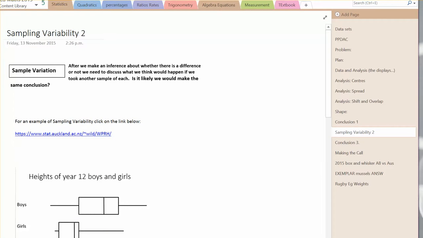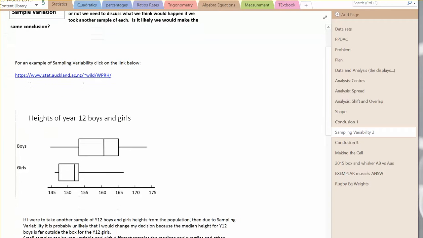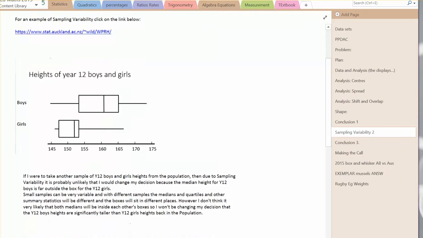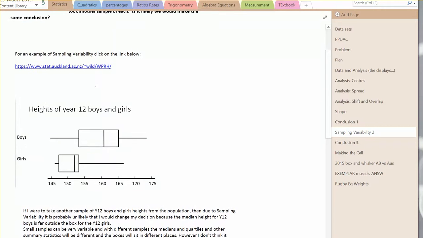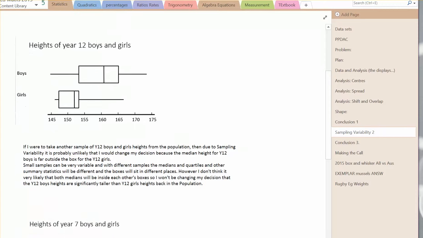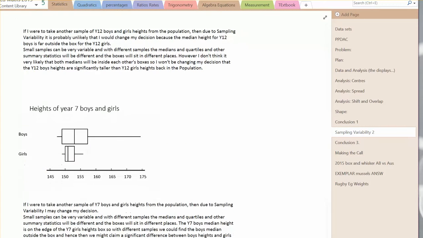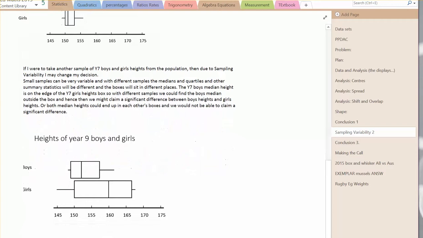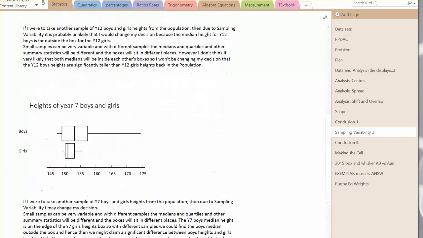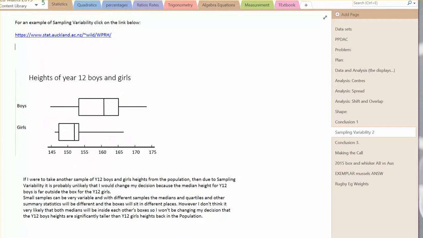So after we make an inference about whether there's a significant difference or not, we need to discuss what we think would happen if we took another sample of each. Is it likely we would make the same conclusion, or is there some doubt about that? Hopefully your teacher has shown you the animation with this link here to explain about how different samples will give different statistics. Now there are 2 cases really, and just an example, another example of this first case.